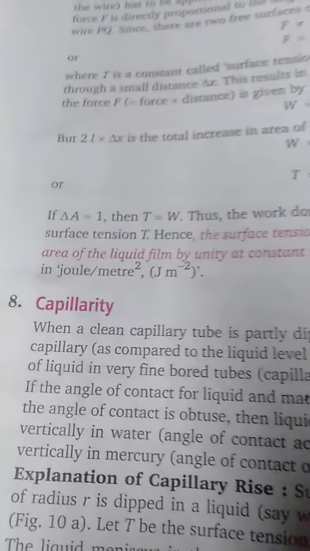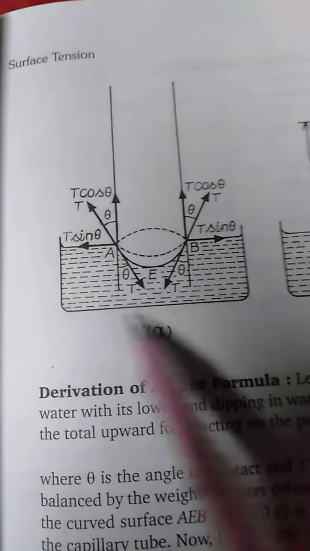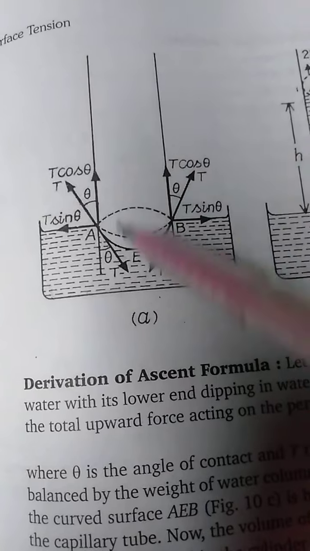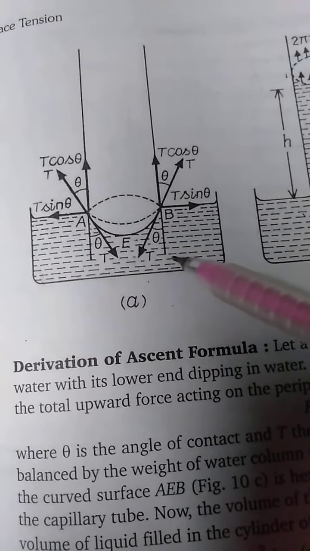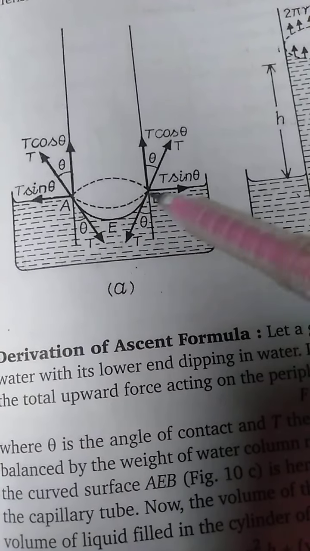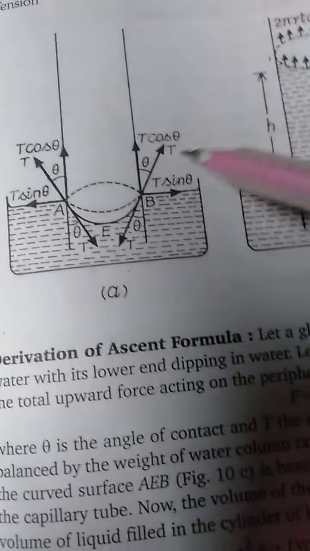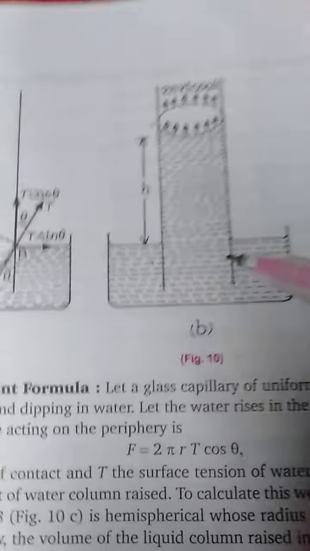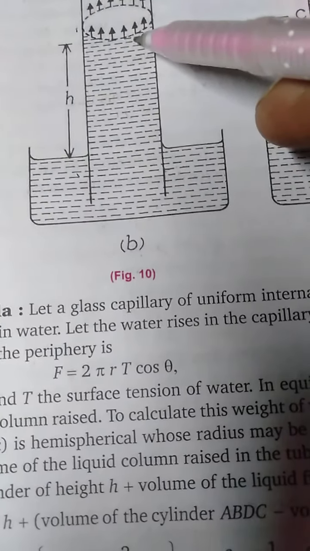Now we are going to see what is capillarity. Capillarity is actually the rise. Let us try to understand what actually is capillarity. See, this is a liquid vessel kept in a trough, and this is a fine bore, a clean capillary tube partly dipped in the liquid. So when we dip the capillary tube here, what do we observe? We observe that due to capillary action, some liquid will rise up. Now why will the liquid rise up?